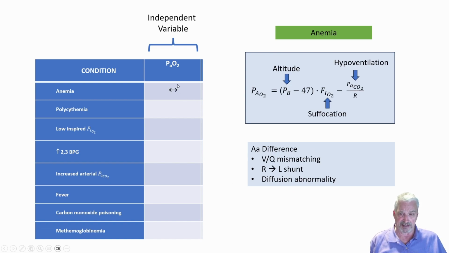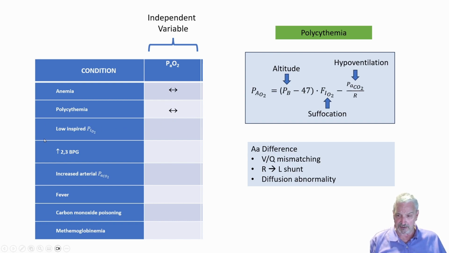So in the end of the day, P little AO2 is not affected by anemia. Similarly, in polycythemia, we see no change in altitude, suffocation, or hypoventilation, and no change in VQ mismatching, right to left shunt, or diffusion abnormality. So again, we have no change in P little AO2 in polycythemia.